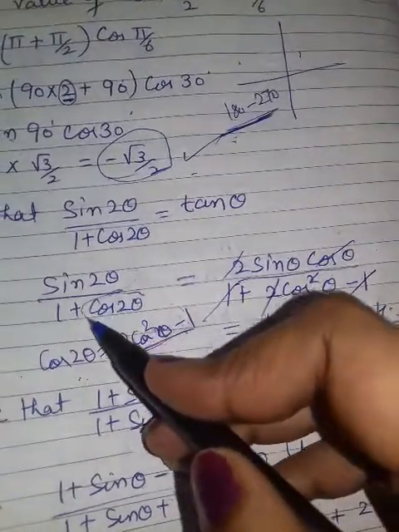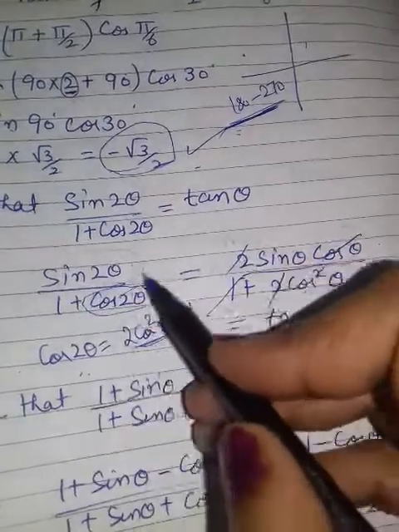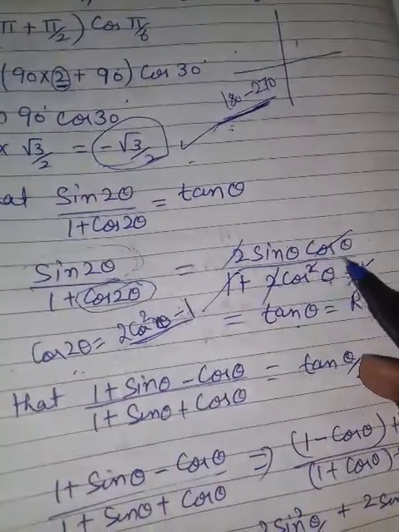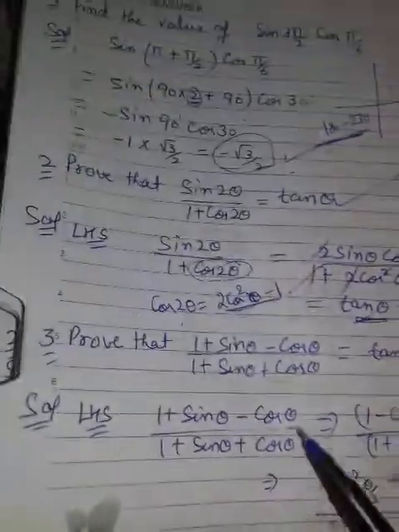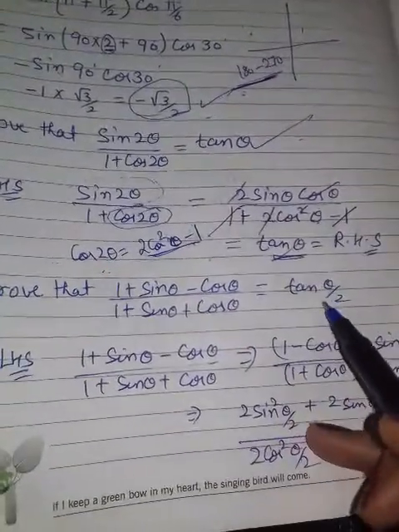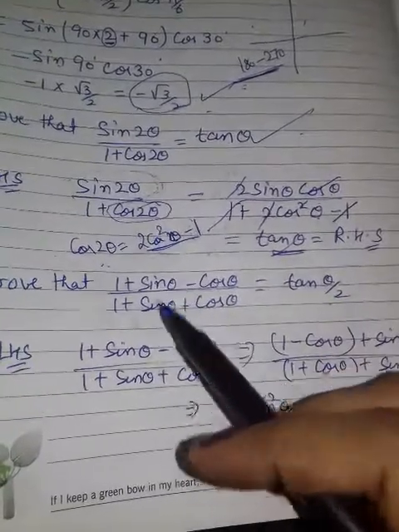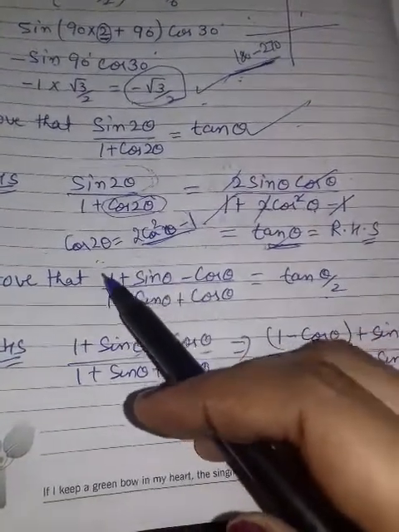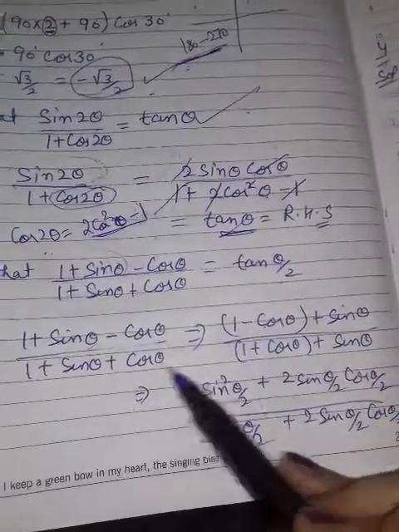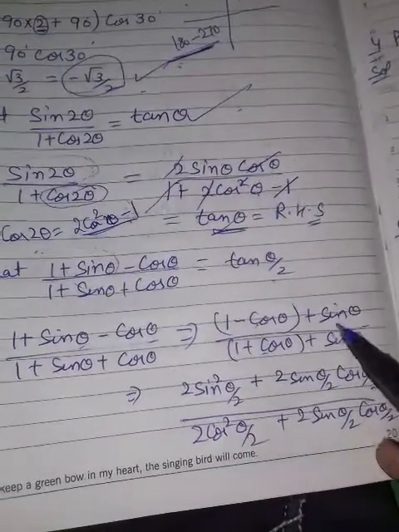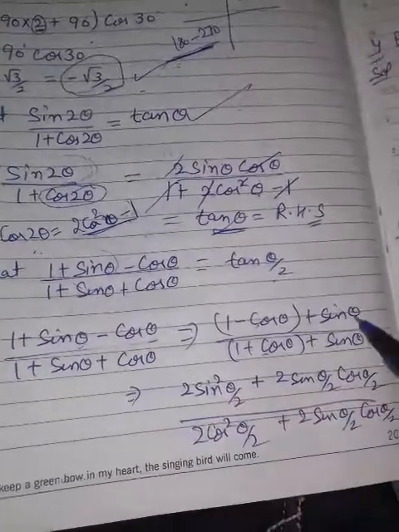Means I put the value of cos 2 theta and sin 2 theta from the identities. Then I got my answer that I want in the right hand side. Next, proof that this is equal to tan theta by 2. Now you will observe the left hand side. You know there is no formula. So I keep 1 minus cos theta and 1 plus cos theta. Plus sin theta I kept at the end.